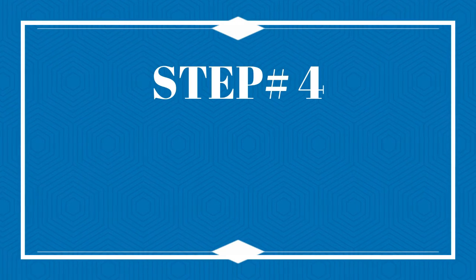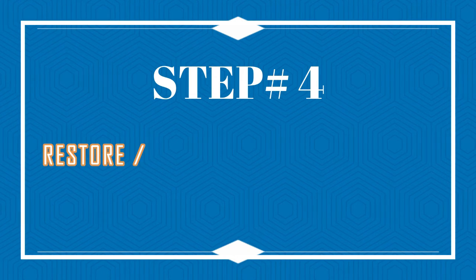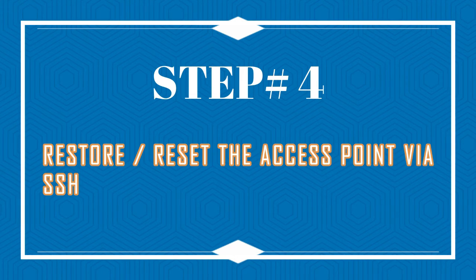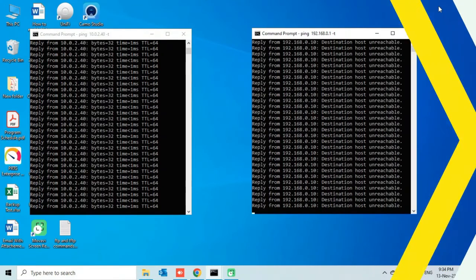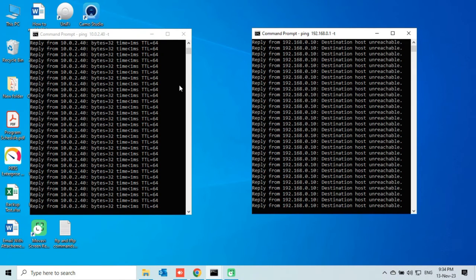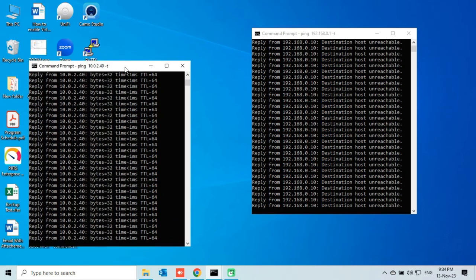Step number 4. Restore or reset the access point via SSH command line interface. Now the actual process begins.